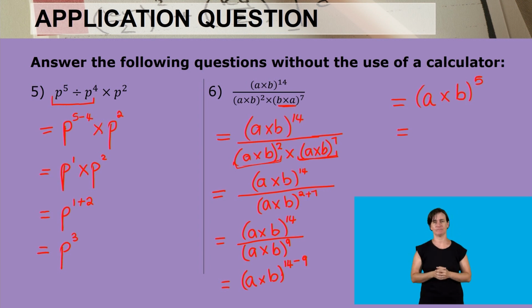And because we have a product that is raised to an exponent, we know that that A has an exponent 1 and that B has an exponent 1. What is our final answer going to be? Yes, it's going to be A exponent 5 multiplied by B exponent 5. And that is going to be our final answer.